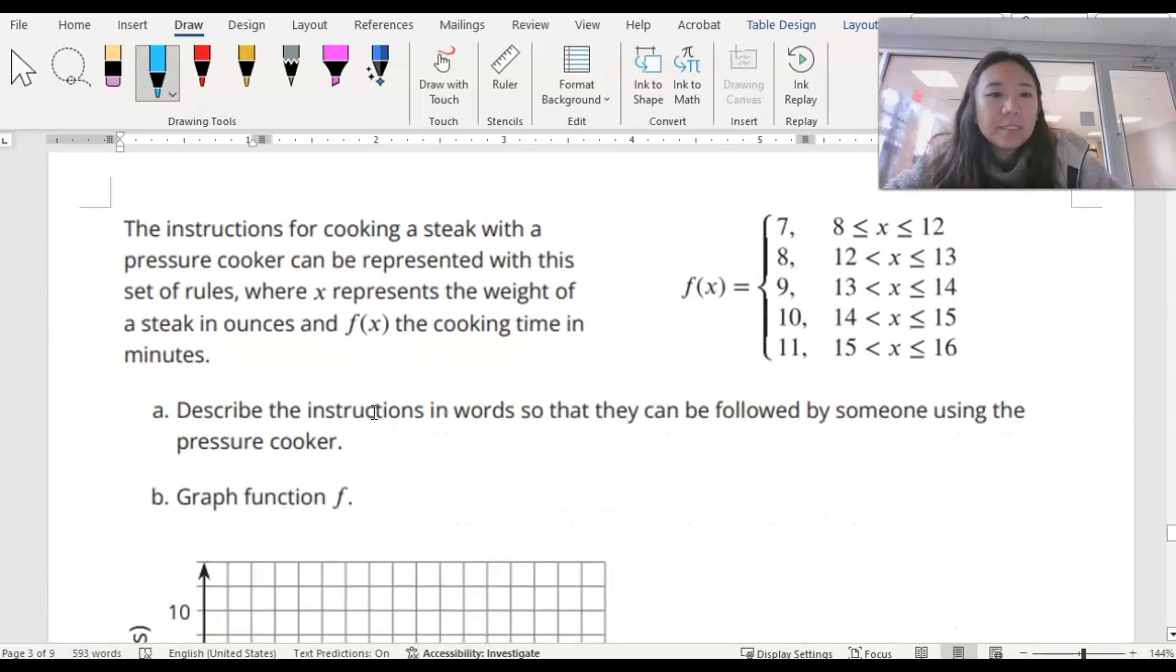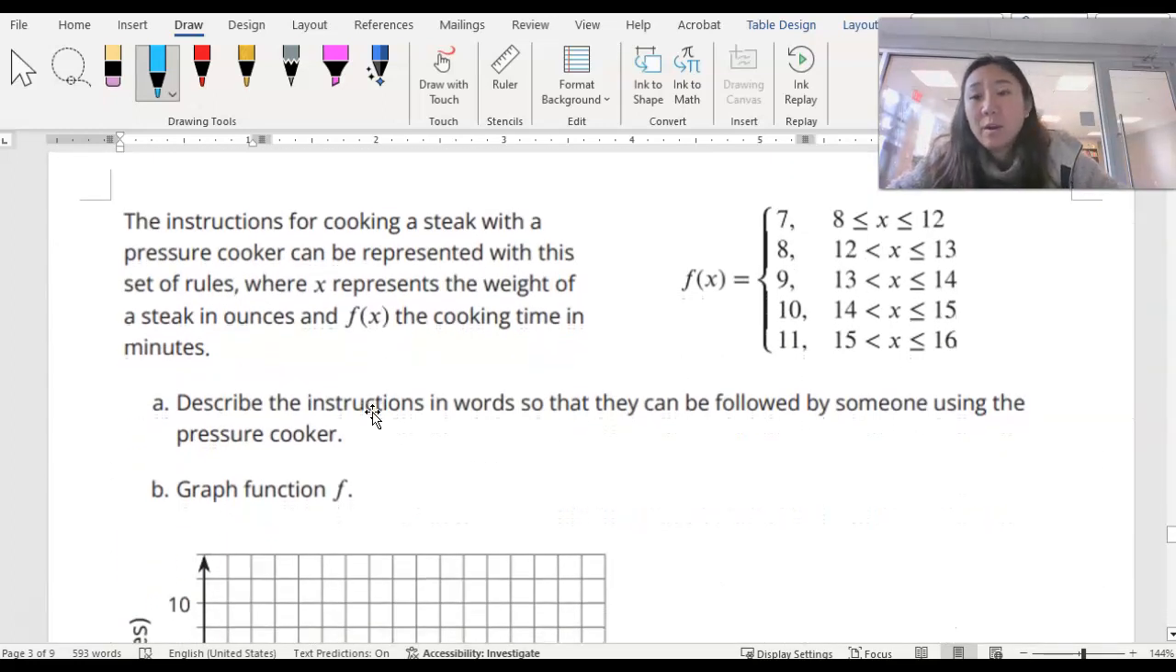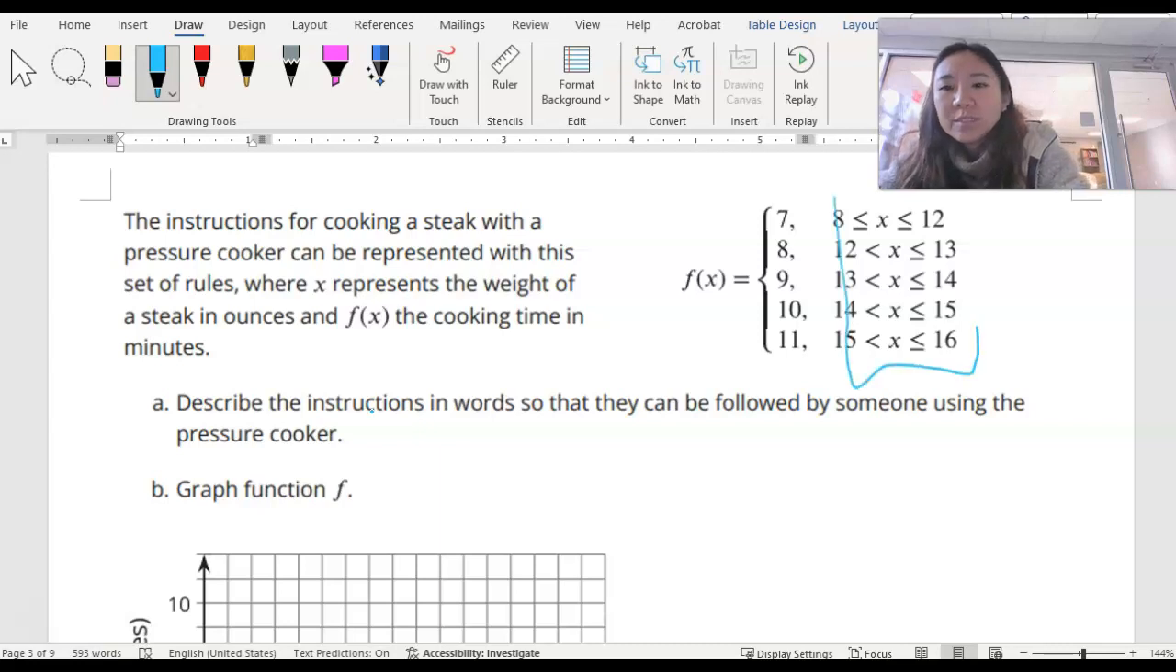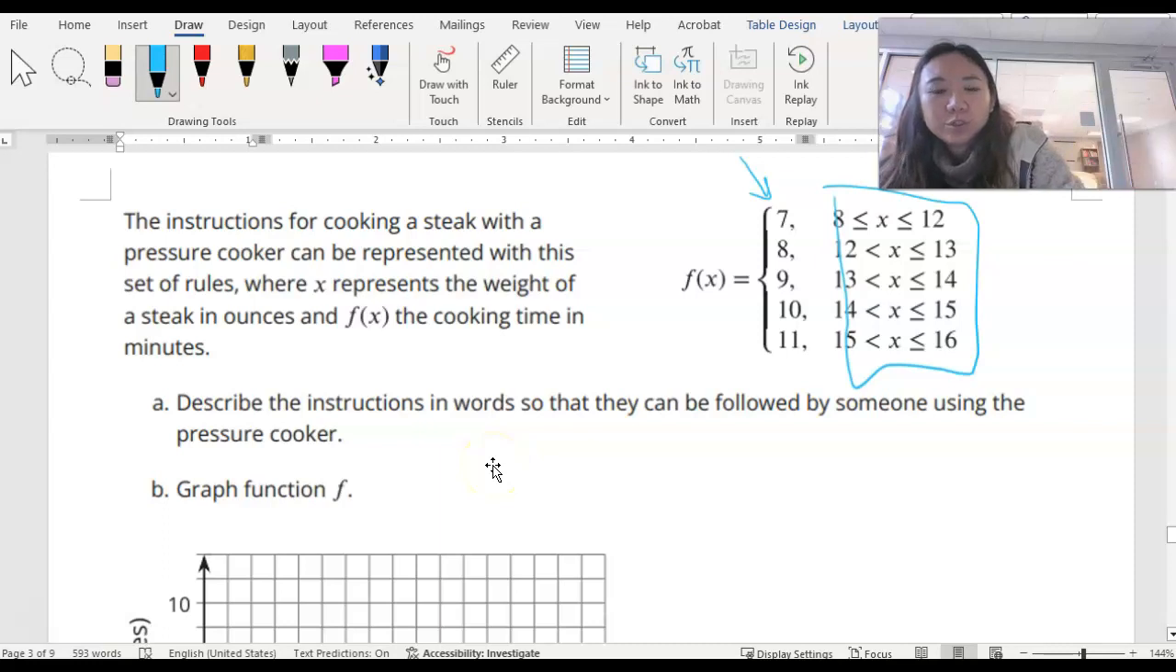Okay, let's look down here. We have a review of our piecewise functions, just so you don't forget them. The instructions for cooking a steak with a pressure cooker can be represented with a set of rules where X represents the weight. So this is the weight of the steak, and this is our cooking time. Describe the instructions in words they can be followed by something using the pressure cooker. So I'm going to start this off, and then I want you to continue it.